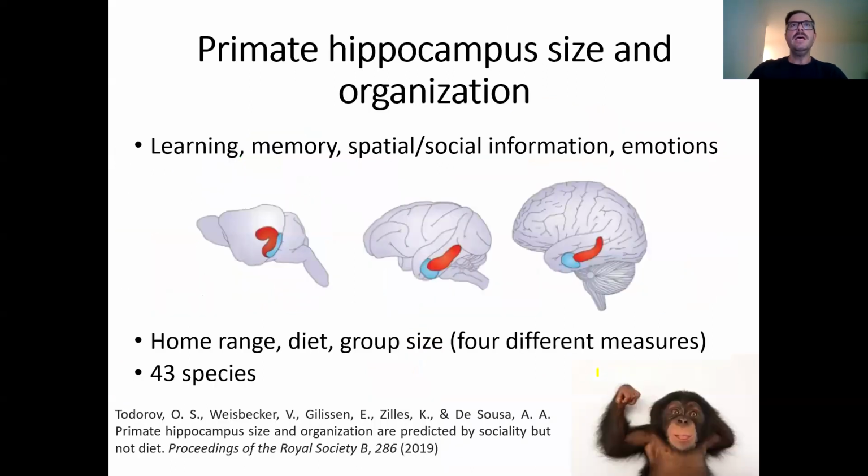In my first study, we looked at the primate hippocampus. That's quite a complex part of the mammalian brain, which looks like a seahorse in certain species and not that much like a seahorse in other species. Its function is related to learning, memory, spatial and social information, emotions, and many other things. So I tried to look into whether hippocampus size and organization is related to several different traits like home range, diet, or group size. For group size, I used 4 different measures derived by 4 different research groups. It's interesting to see whether they agree or reach the same conclusions. My sample spanned 43 different species of primates.